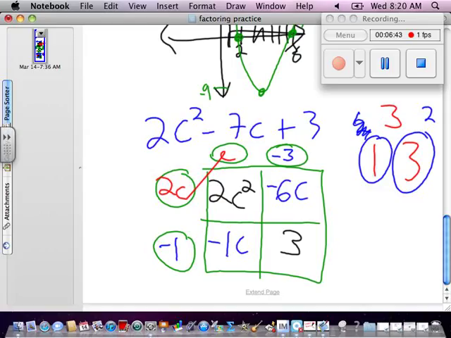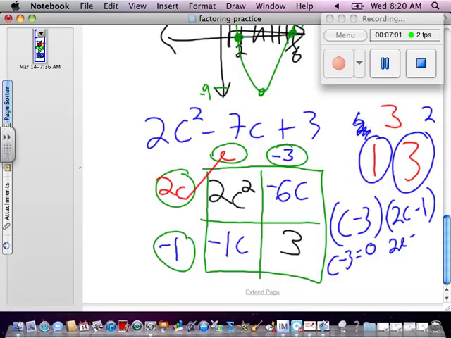So my two factors are c minus 3 and 2c minus 1. Let's figure out what the roots are. We won't have to graph. We're going to get c minus 3 equals 0 and 2c minus 1 equals 0. So we get c equals 3. For this one, I'm going to add 1 to both sides. Divide by 2. So c equals 1/2.